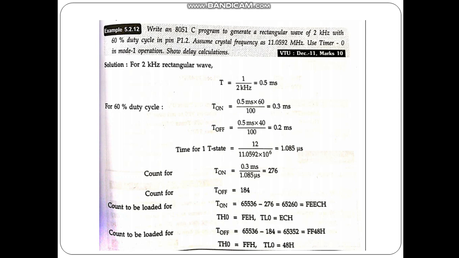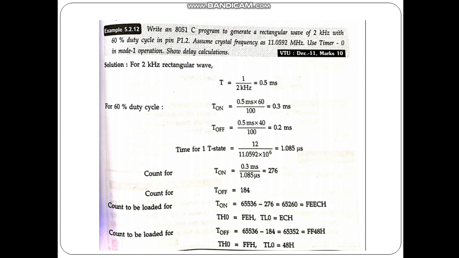Next, let us write a program, 8051 C program, to generate a rectangular wave of 2 kHz with 60% duty cycle in port 1, pin 2. Assume crystal frequency as 11.0592 MHz. Use timer 0 in mode 1 operation. Show the delay calculations.